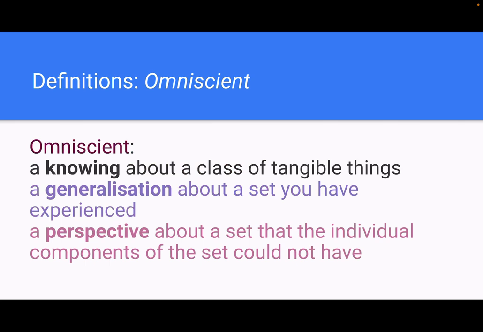So for Landry, you do, and then being arises out of that. So in the same way, we had all those immanent things, and then at some point, an overview or a generalization in one's perception really occurs, and that he would regard as omniscient. So here I've described it as a knowing about a class of tangible things. Oh, these are tables. A generalization about a set you have experienced. Oh, cold days like this, let's have a cocoa. A perspective about a set that the individual components of the set could not have. Which kind of just means you're, to some extent, outside of it. And that's the word omniscient.